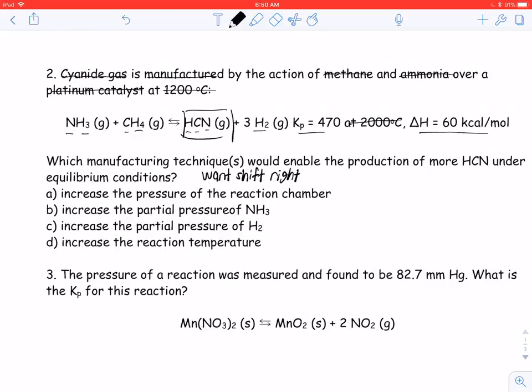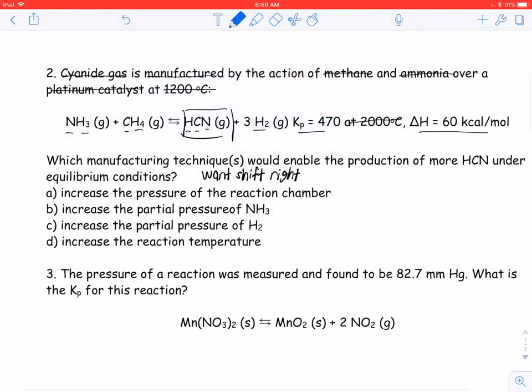Let's count the coefficients. We have a coefficient of 1 and 1. So the total number of moles of gas on the left side of this equation is 2. We have a 1 and we have a 3. So that's a total of n equals 4. Okay? So if we increase the pressure of the reaction chamber, this reaction is going to respond to that stress by shifting to the left. That does not make more cyanide gas.